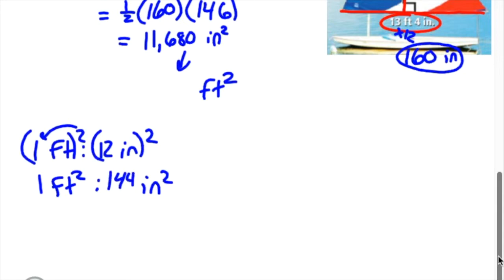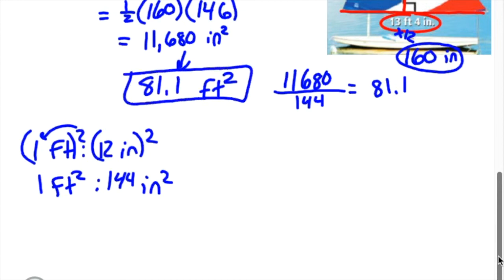So I need to take this 11,680 and divide it by 144. That will actually give me my square foot answer, which is 81.1. So if I need square feet, like area in this instance, a lot of us would take that answer and divide by 12 because that's how many inches are in a foot. But we actually need to divide by how many square inches are in a square foot, which is 144. Another way to think about this one, and then I'll have you switch to the next video here really quickly, is that a square foot is 12 inches by 12 inches.